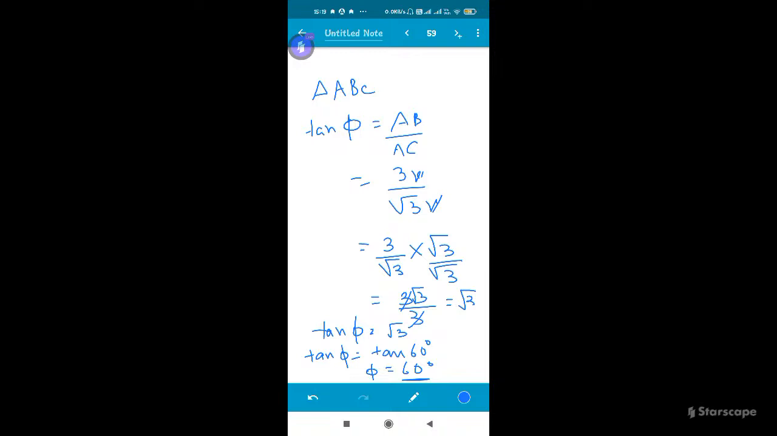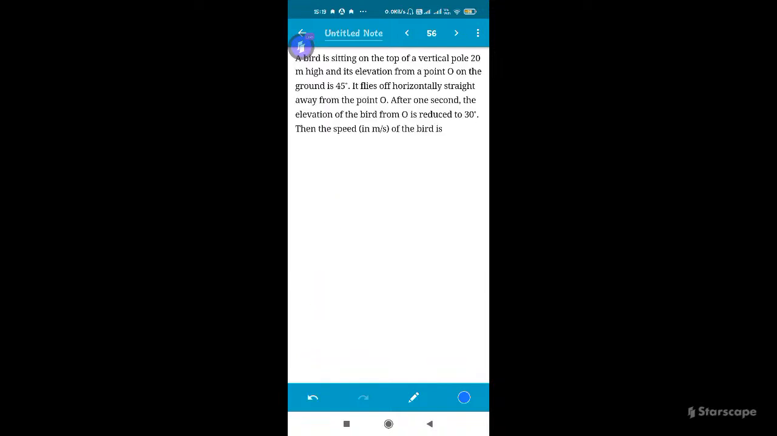So it was a very easy question, but you had to know what concept to use. Now let us move on to the last question which we left before. This is a very interesting question, and make sure that you try to understand it. It is very, very easy, but the diagram is important here.